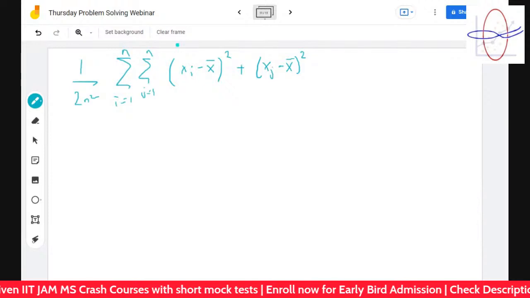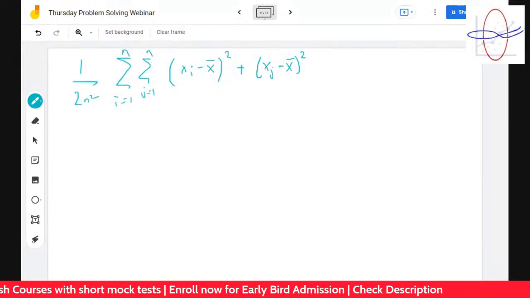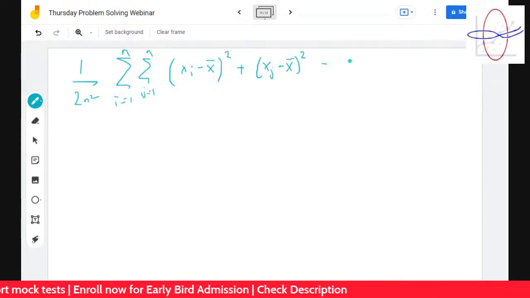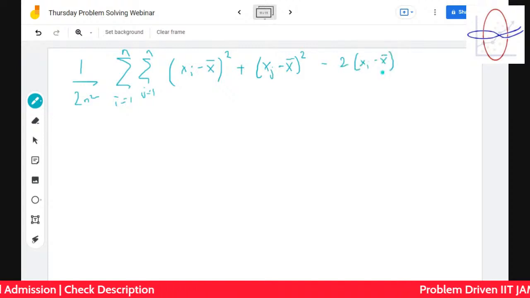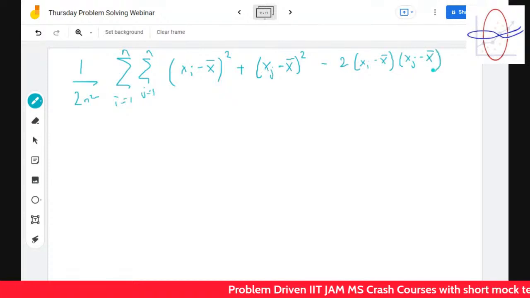Instead of xi minus mu, we will represent it by x bar. Always. These are the two results, always. Two ways of doing that. Minus (xi minus x bar) times (xj minus x bar). Very good.